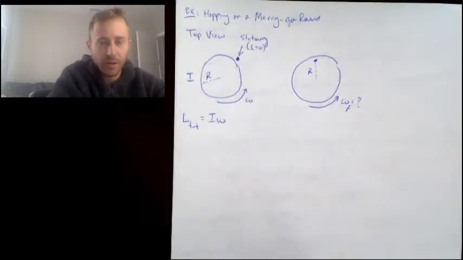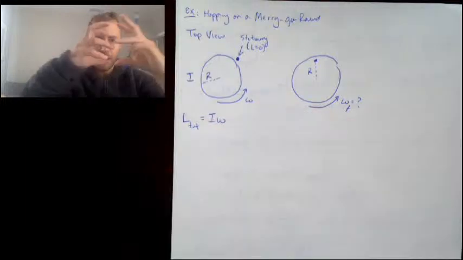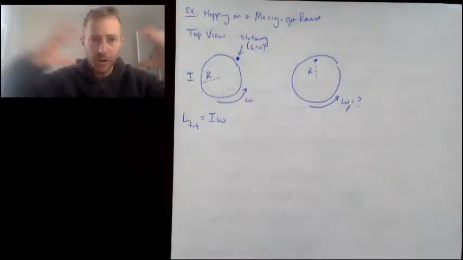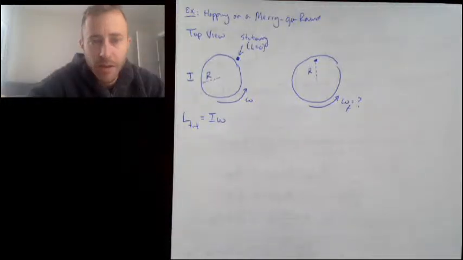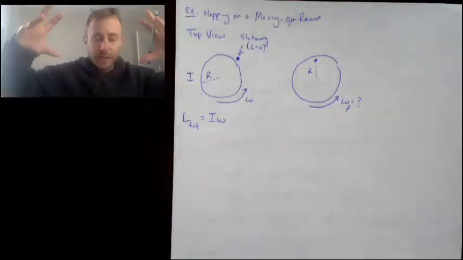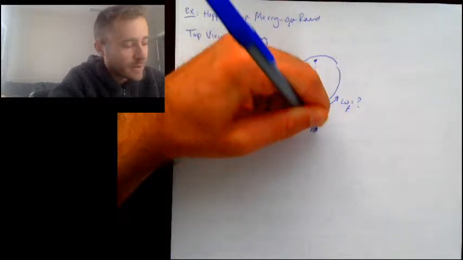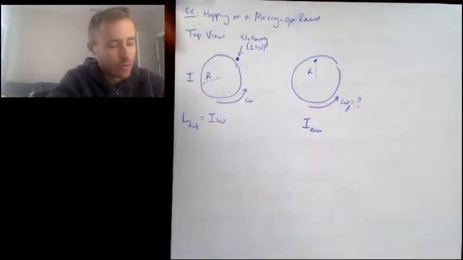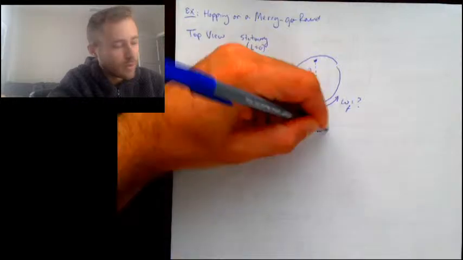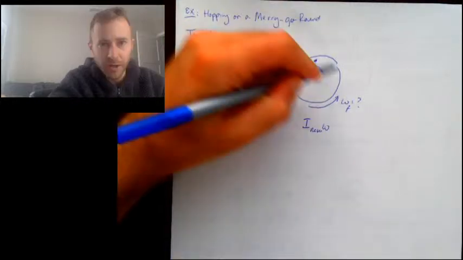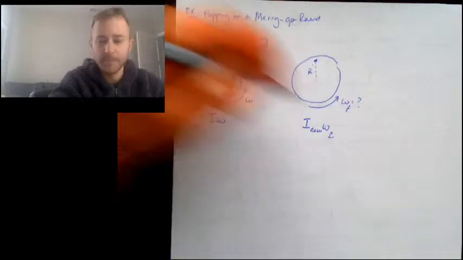Okay? So just like before, just like with the star that shrank, its inertia goes down, okay? And the reason the inertia went down is because the radius decreased. But now we don't have anything changing shape, but what we do have is that mass is being added, okay? So we're going to have a new inertia, which includes the inertia of the merry-go-round originally and the inertia that's added because of the person stepping on it, okay?